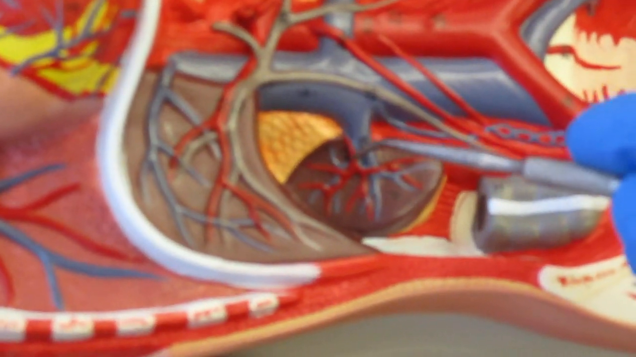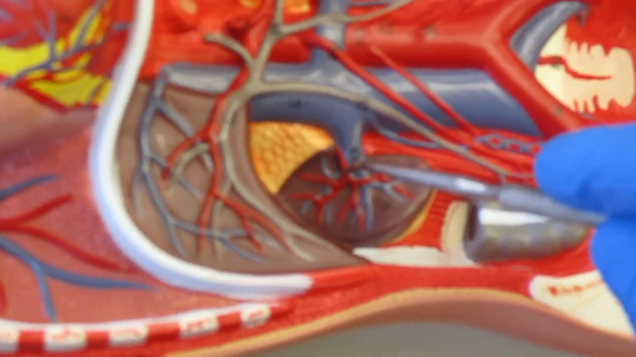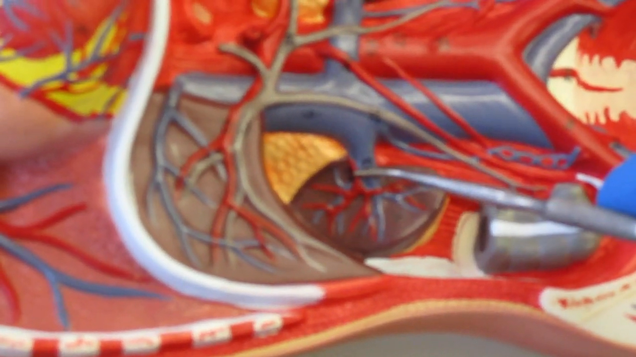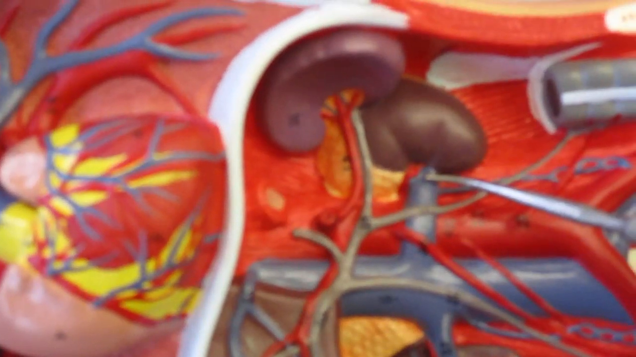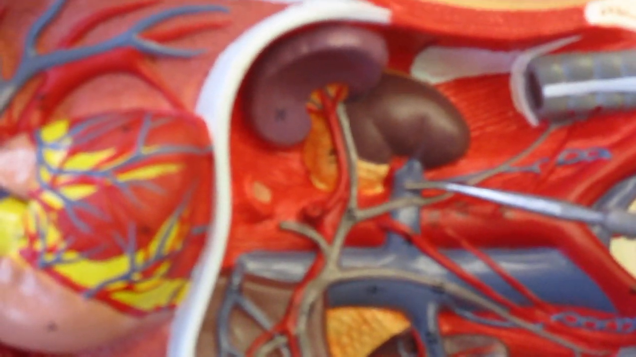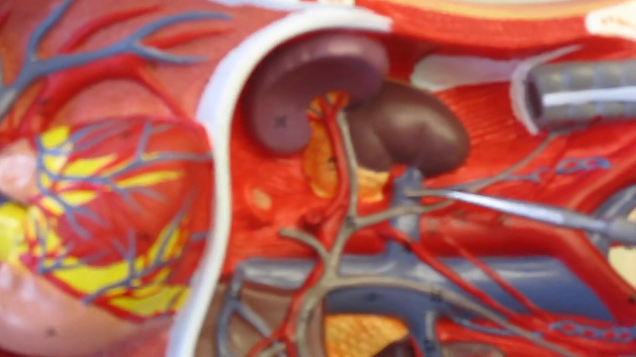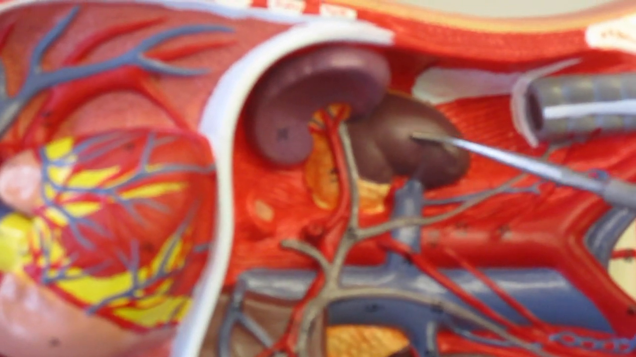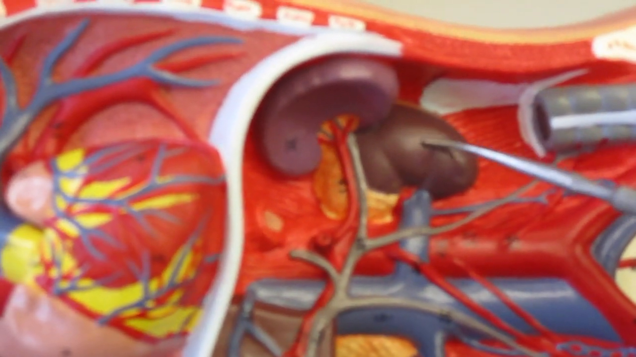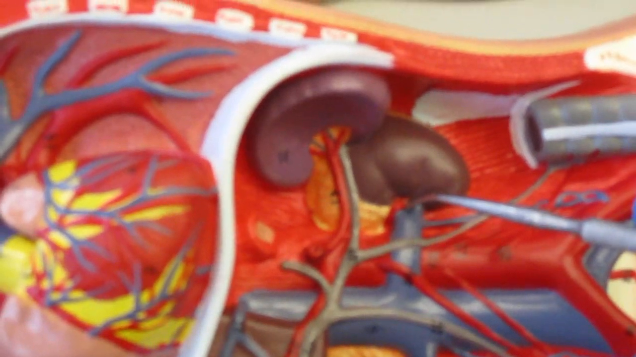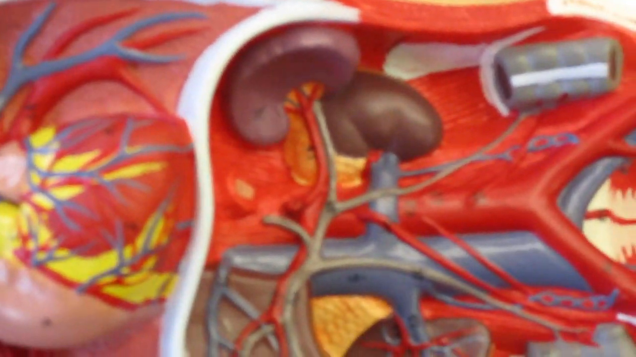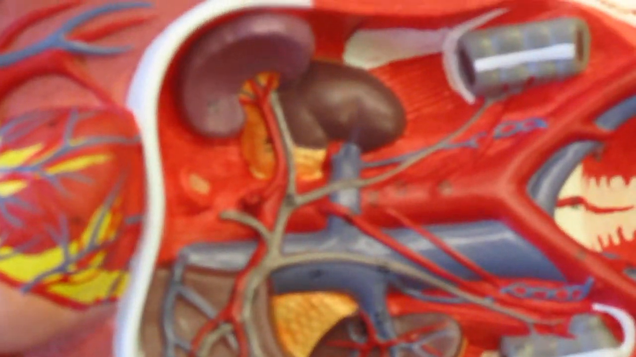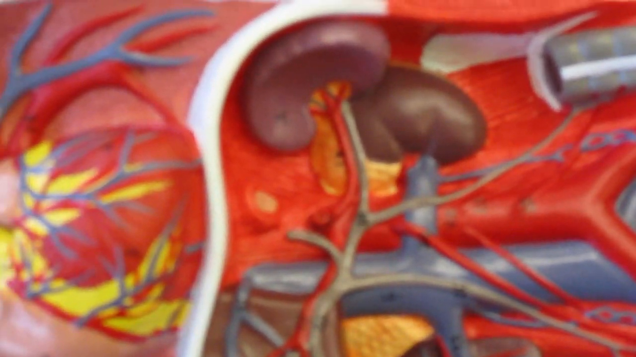So we have the renal artery right here. The renal vein is going to be right in front of the renal artery. And right here we have the renal vein on your left side, associated with your left kidney. And of course, right behind the renal vein, we have the renal artery. Okay? What's next?